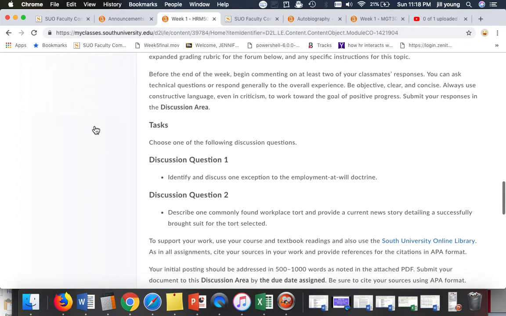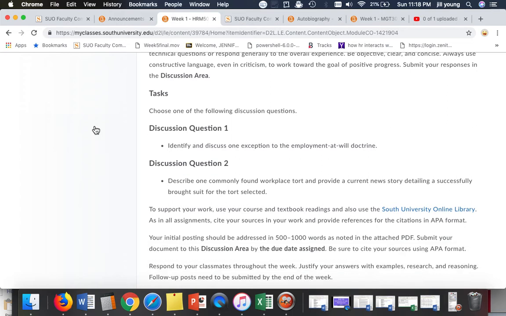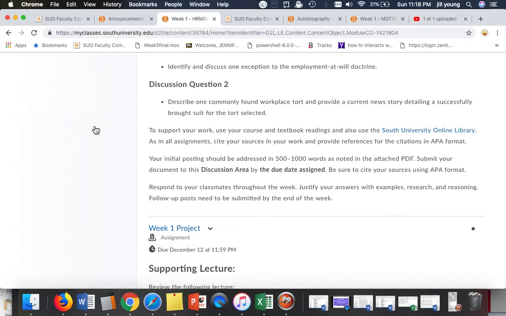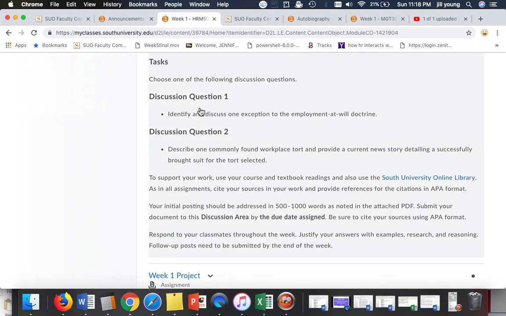So for this week, you have one of 2 choices. You can talk about employment at will and discuss an exception to that doctrine, or you can do research on workplace tort and then find a current news story that talks about a successful suit brought against a tort. It doesn't matter which kind, whatever type of tort. There are many options there. Fraud would be an example. You can choose one of those, not both, just one of them.